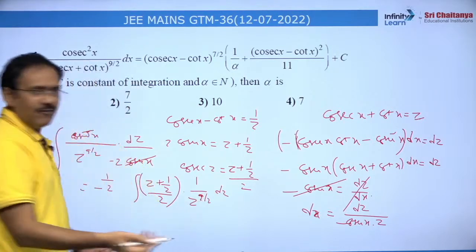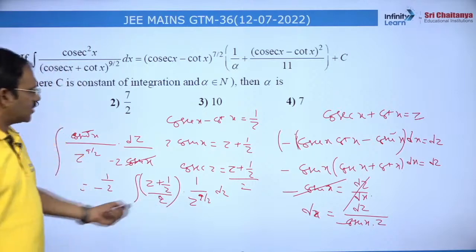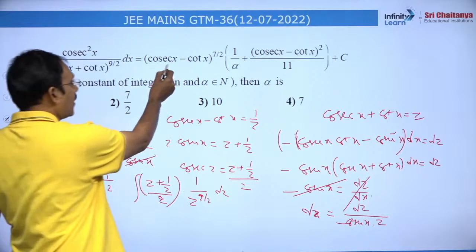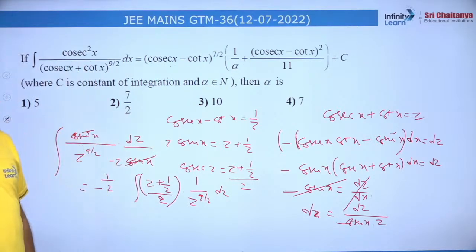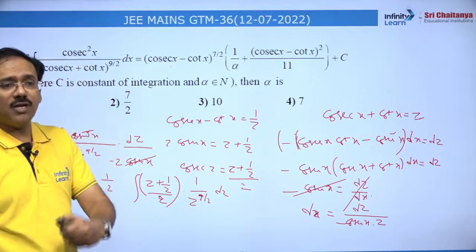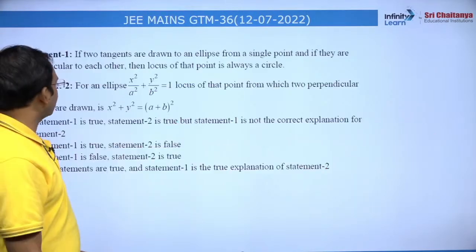It is not that difficult to do now. Just separate, this is 2 my dear friends, just separate and you will get 2 simple integrals. Do remember this is 1 by z, you can convert in terms of this, or else since the options are in cosecant x minus cot x, you can also take cosecant x minus cot x as 1 by z directly, that is also fine.